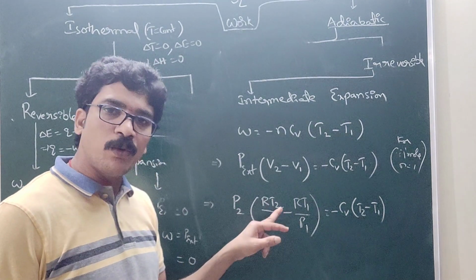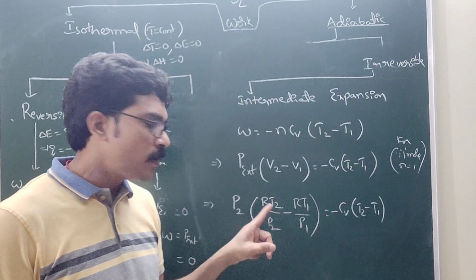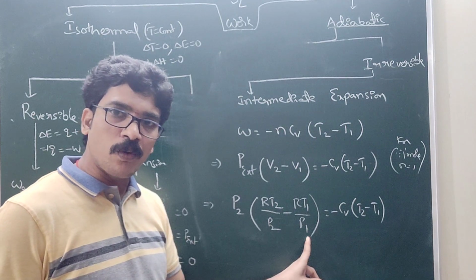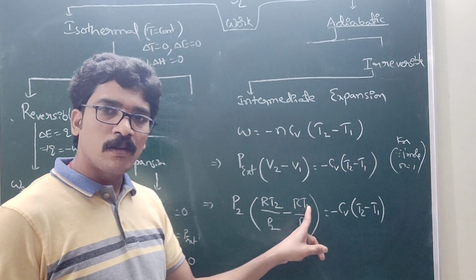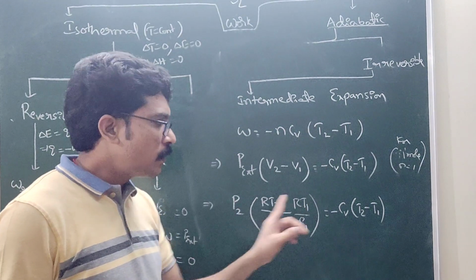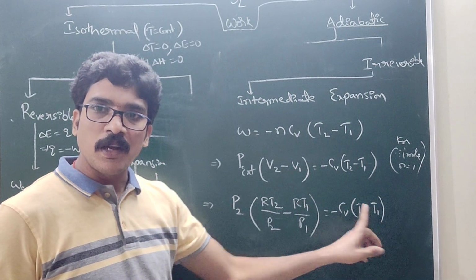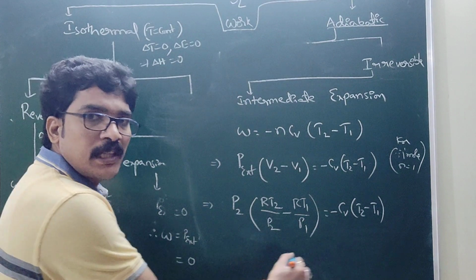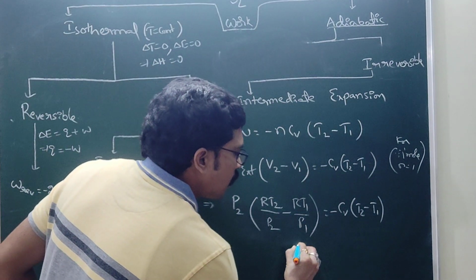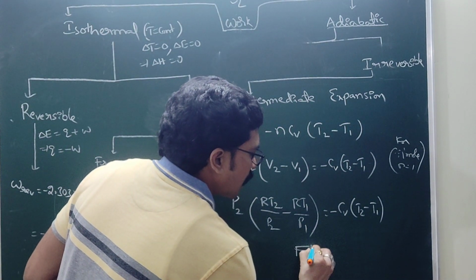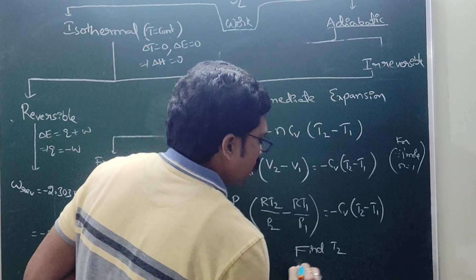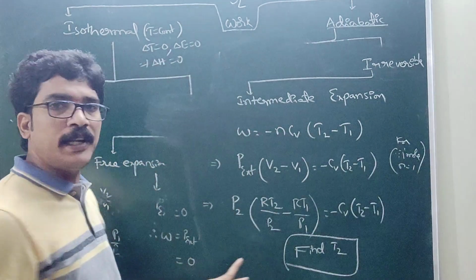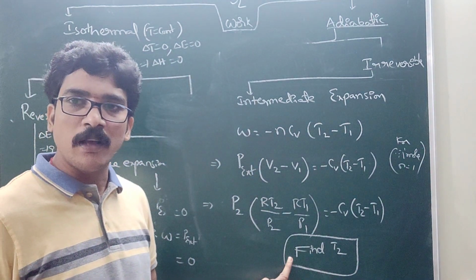Then substitute T2, when the T2 value is not known. P2 is known, P1 is known, T1 is known. By using this data, find T2. Find T2 by using this formula.